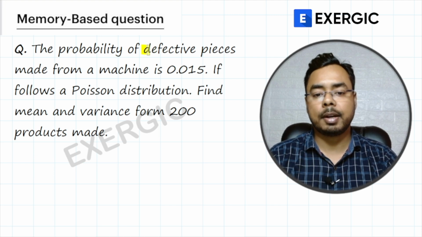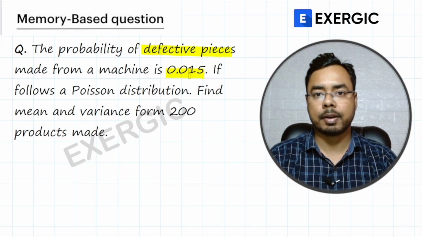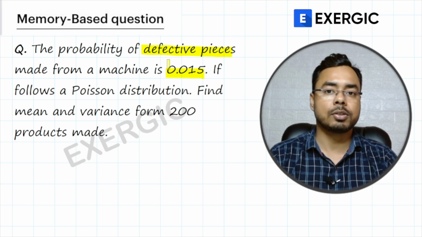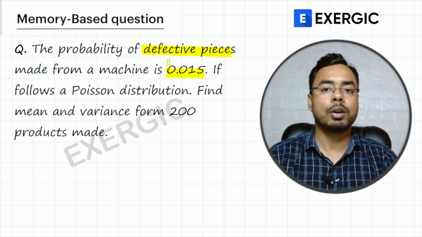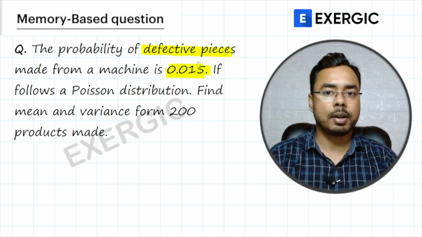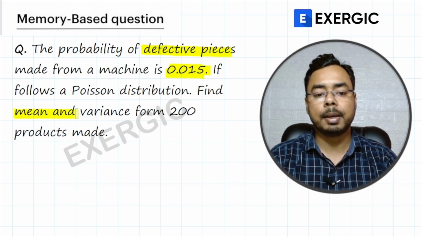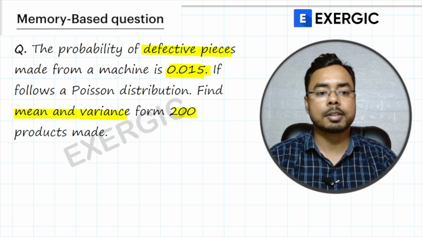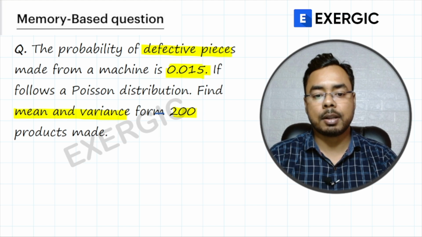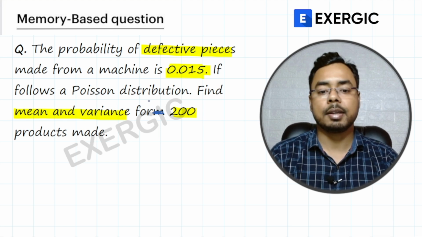The question is: the probability of defective pieces made from a machine is 0.015. As you can see, in case of Poisson distribution, the probability of success is very low. Here the success is getting a defective piece, so the probability of success is 0.015. If it follows Poisson distribution, then find the mean and variance for 200 products made, right? So this is the problem. For 200 products, we have to find the mean and variance.